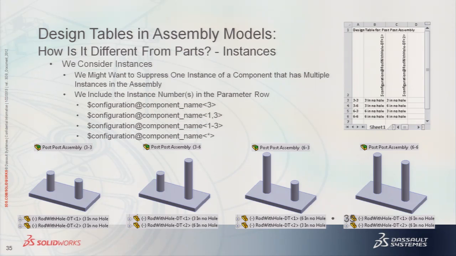And very important, this gets overlooked way too much. You can do one instance at a time. You can put in a comma, and that will do instance 1 and instance 3 if there was a third instance. You could put in a dash, that'll do 1 through 3. Or you could put in a star, that'll do every instance of that component that's in there.